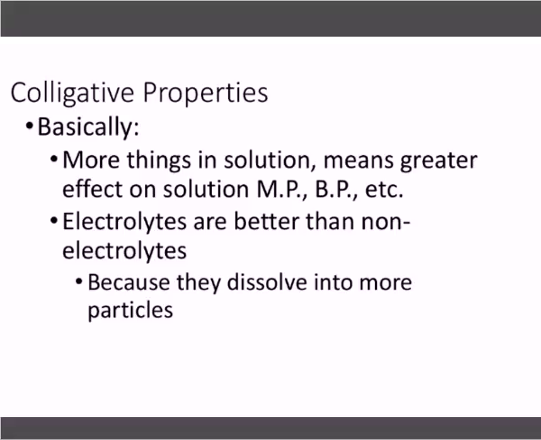But guys, that's kind of what colligative properties do, all right? Basically, the more things you have in solution means the greater effect on the solution in terms of melting point, boiling point, and vapor pressure. Those are the three colligative properties that we're going to talk about. So really, these are properties that are affected by the number of particles in solution. That's what a colligative property is. If you want to jot that down as a definition, they are properties that are affected by the number of particles in solution.